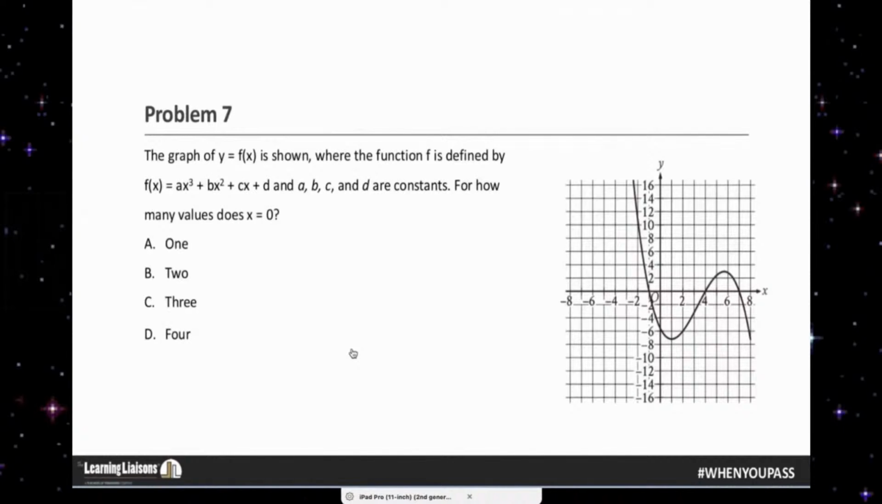The graph of y equals f of x is shown, where the function f is defined by f of x equals ax cubed plus bx squared plus cx plus d, and a, b, c, and d are all constants. For how many values does x equal 0?